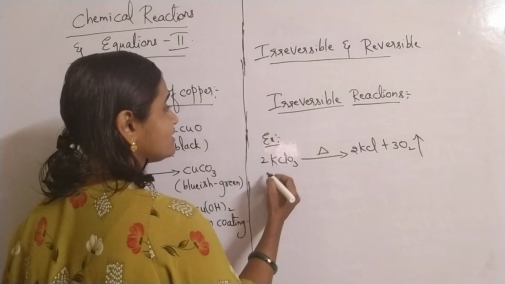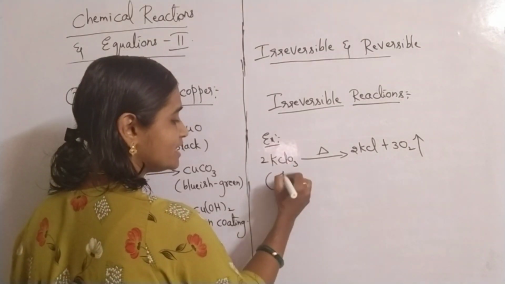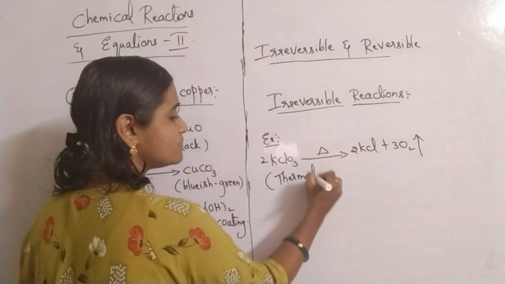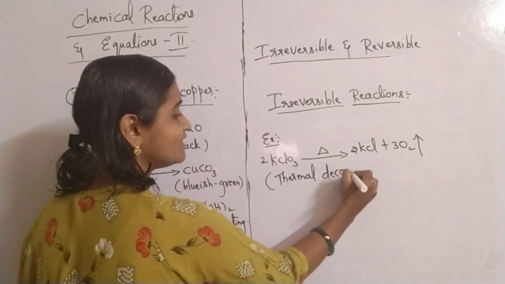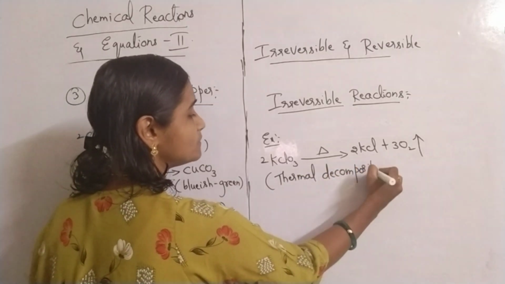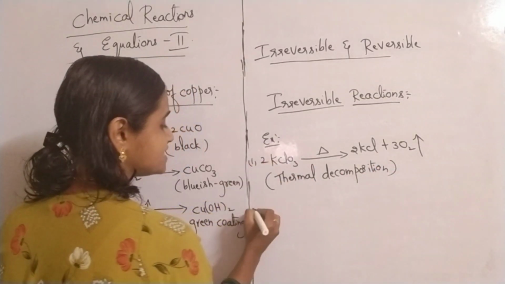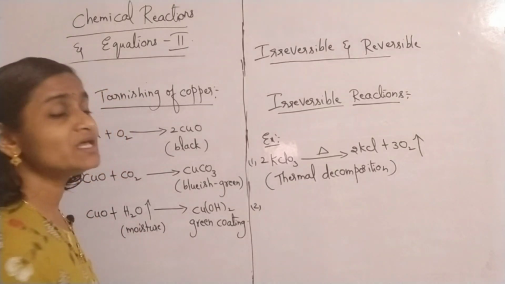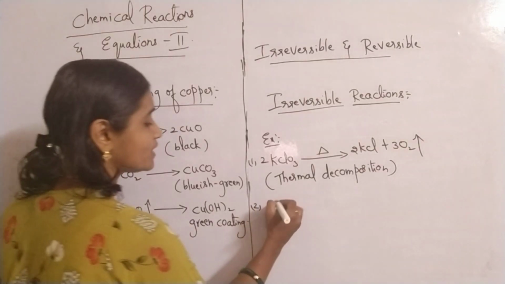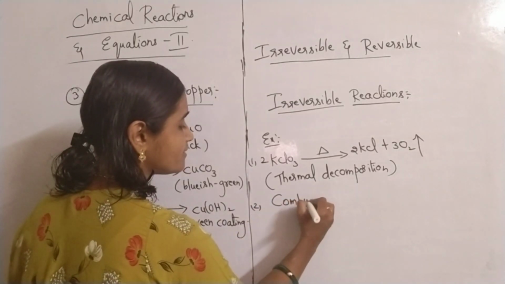Same like that, this is an example for what? Thermal decomposition. Please remember, we have learned this even there also. So thermal decomposition reactions are irreversible reactions. This is the first example you can take. Similarly, for irreversible reactions, you can take combustion reactions.